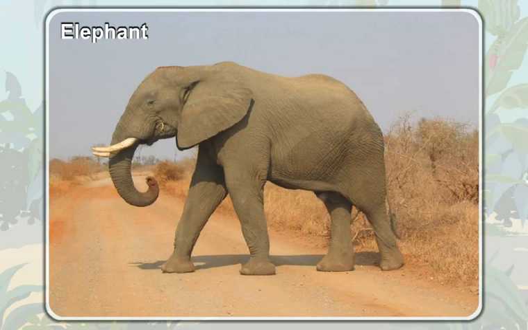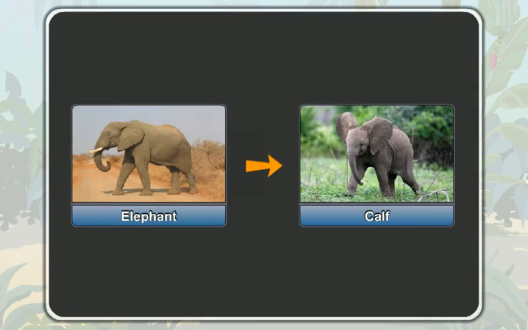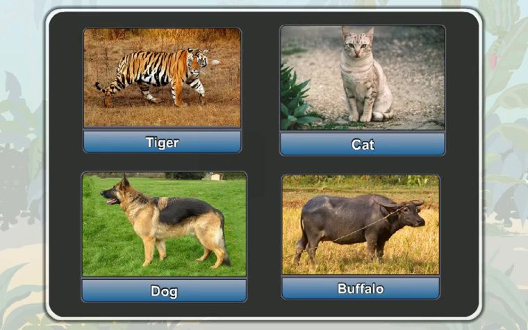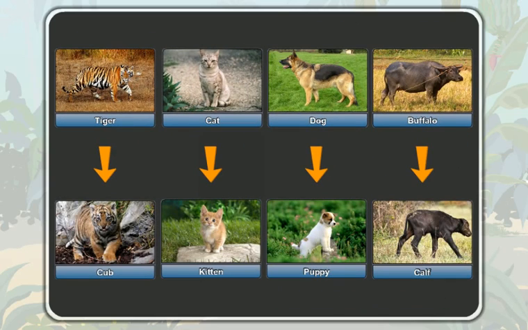But an elephant does not lay eggs to reproduce. An elephant gives direct birth to its calf. Like an elephant, a tiger, a cat, a dog, a buffalo also give direct birth to their babies.